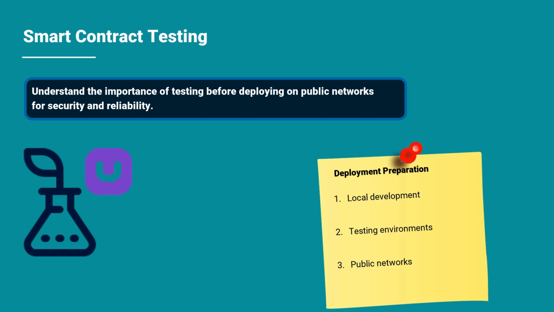Do note that while Ganache is an excellent tool for testing, it is still a local environment. When you are ready to share your contract with others for testing or to move to a live environment, you will need to deploy on a public test network like Ropsten or Rinkeby.